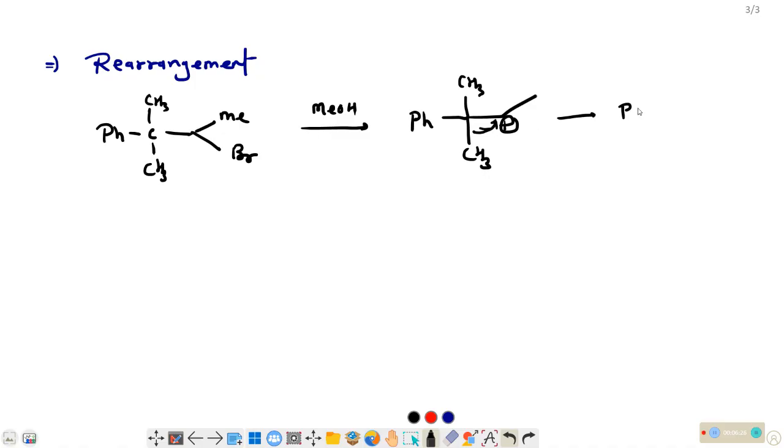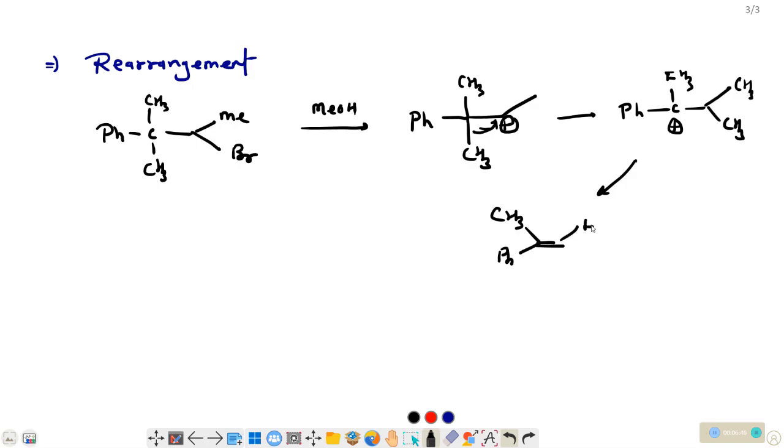It will give us a product like this, with CH3 and CH3. Now it is a stable carbocation and now it will give us an alkene, with CH3 and CH3. So it is the final major product.